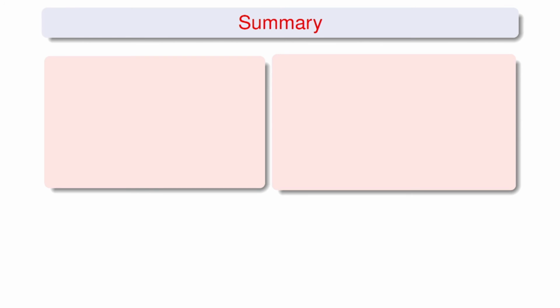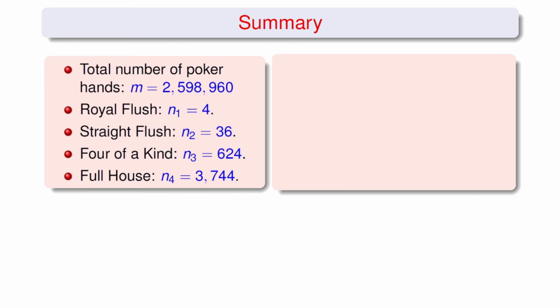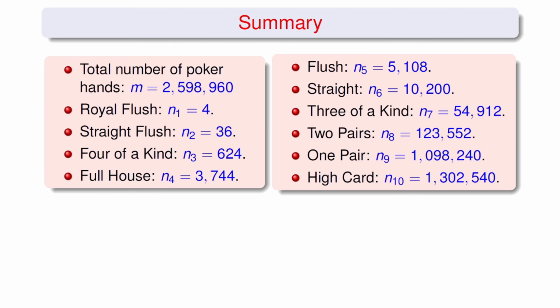Well, let's now give a summary of this video. We have found the total number of poker hands M, the number of royal flushes N1, straight flush N2, 4 of a kind N3, full house N4, flush N5, straight N6, 3 of a kind N7, 2 pairs N8, 1 pair N9, and finally high card N10.